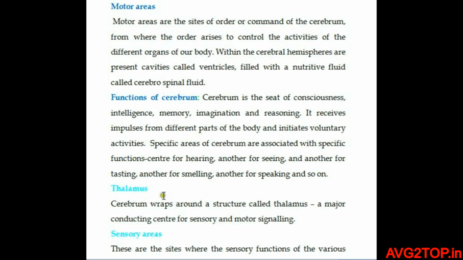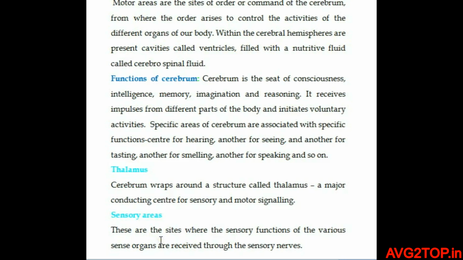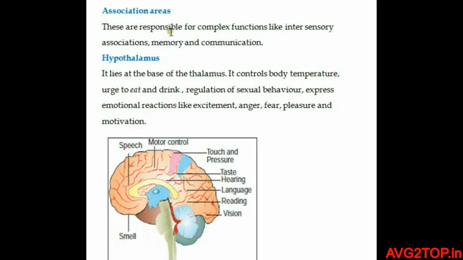And thalamus. Cerebrum wraps around a structure called thalamus, a major conducting center for sensory and motor signaling. Sensory areas. These are the sites where the sensory functions of the various sensory organs are received through the sensory nerves. Association areas. These are responsible for complex functions like intersensory association, memory and communications. Hypothalamus. It basically controls body temperature, the urge to eat and drink, regulation of sexual behavior, and expression of emotional reactions like excitement, anger, fear, pleasure and motivation.